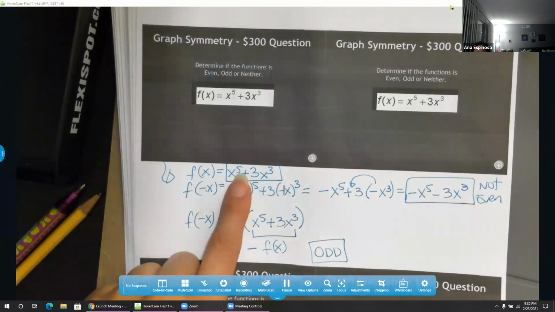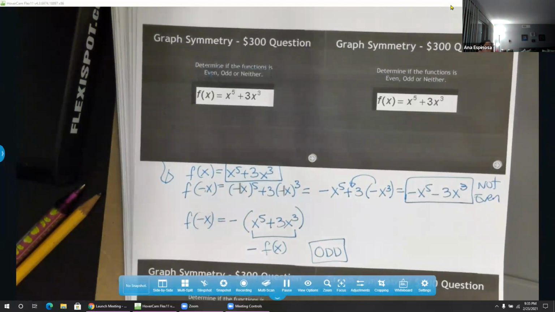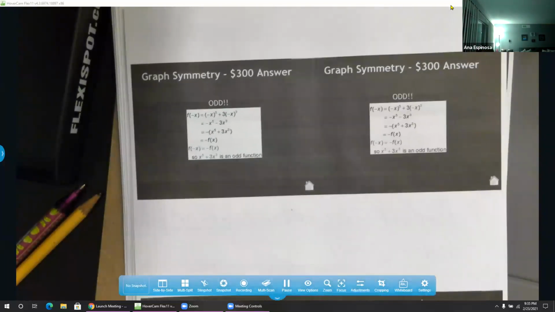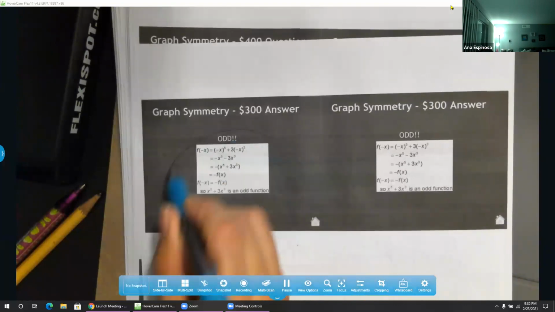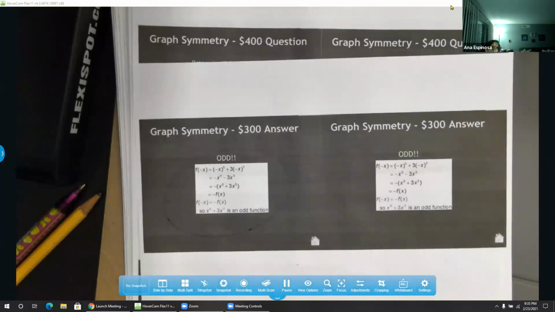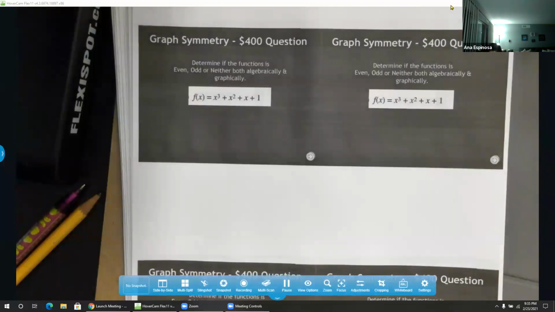And you could definitely graph this and notice that it reflects across the origin. Okay? And therefore, the work is here. Okay? So that just verifies what I just did. I just explained it a little bit better. Okay? All right, let's go to the next one.